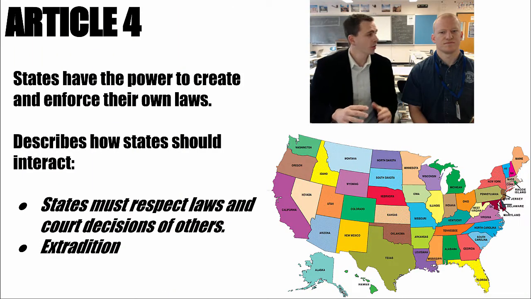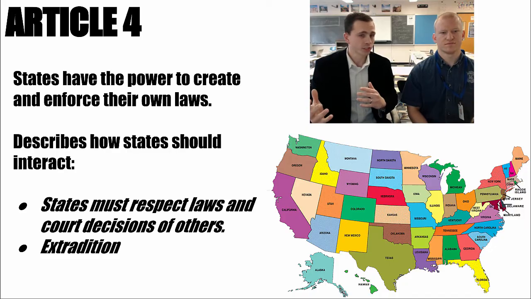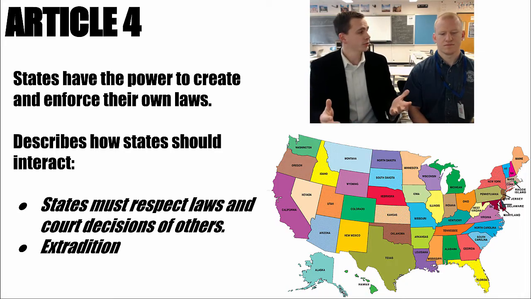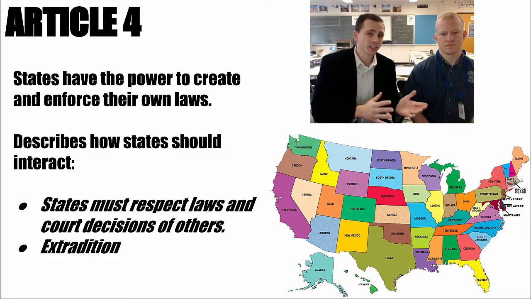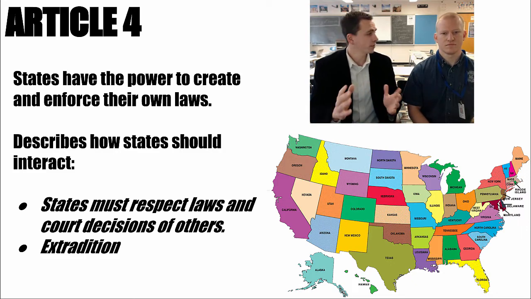Okay, Article 4 talks about state powers and how they can enforce their laws and how they deal with other states. So, for instance, some of the interactions that are described are how they respect laws of other states, how they respect other court decisions, and also extradition. So if a fugitive escapes to one state, how do you deal with that? Where does it get tried? And things of that nature.